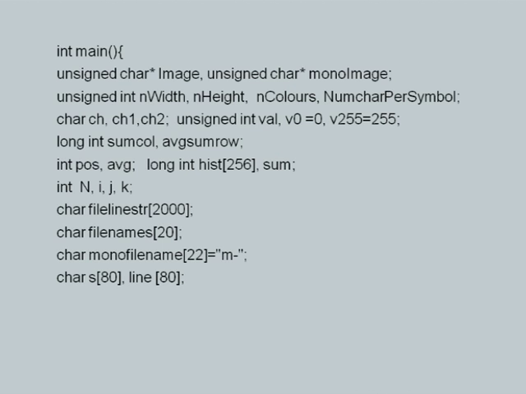Unsigned int is defined as a val. Unsigned int will mean that the value can be between 0 to 255. And I specifically define a variable called v0 to mean 0 value and v255 to mean 255 value. Why do I do that? Because I know ultimately in my monochrome image, the only values which should be visible are 0 and 255. Of course, because my final file is going to be in XPM format, the values will not be visible as 0 and 255, but they will be visible as some color code that we shall decide.